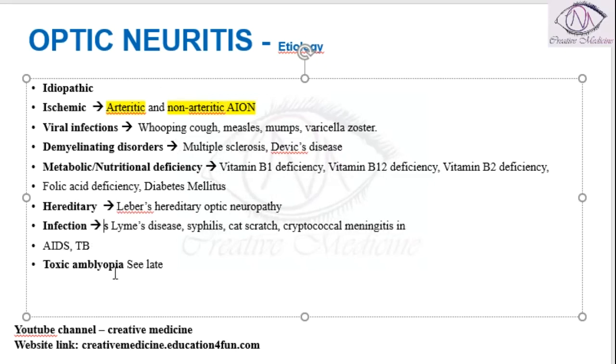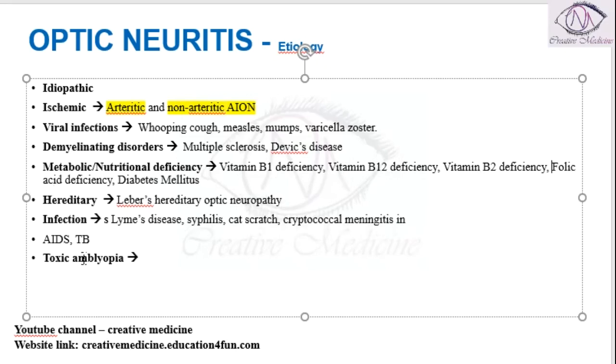Then even the metabolic disorders or nutritional deficiencies like vitamin B1 deficiency, vitamin B2 deficiency, vitamin B12 deficiency, folic acid deficiency, and diabetes mellitus. All these are the nutritional causes of optic neuritis.